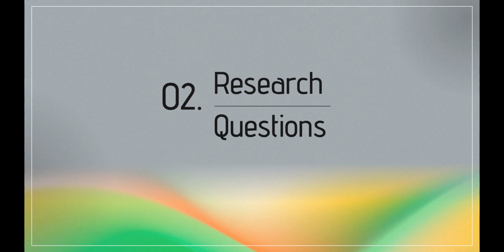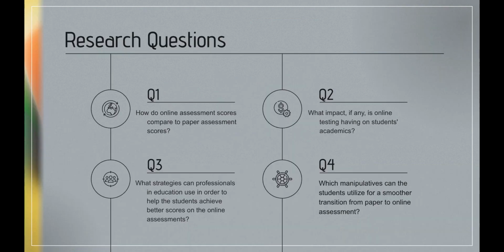Now it brings me to my research questions. Number one, how do online assessment scores compare to paper assessment scores? So we do have to look at data. We have to look at how they are different from each other. Because if there is not much of a difference, then that means that the students are doing fairly well on the online assessment and do not need much extra support.